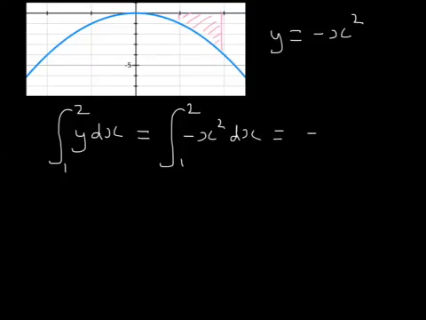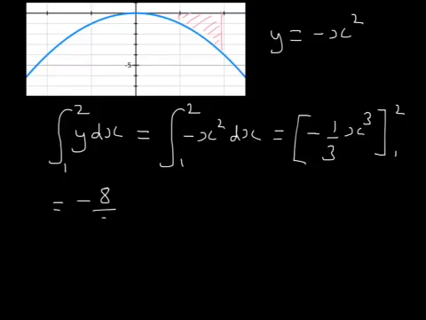Let's put in 2, so that's minus 2 cubed over 3, that's minus 8 over 3. Take away minus 1 cubed over 3. So that's minus 8 over 3 plus 1 over 3, which is minus 7 over 3. Now this is either quite confusing or very powerful depending on your point of view. We're working out this area here and we've got a negative answer. An area cannot be negative.